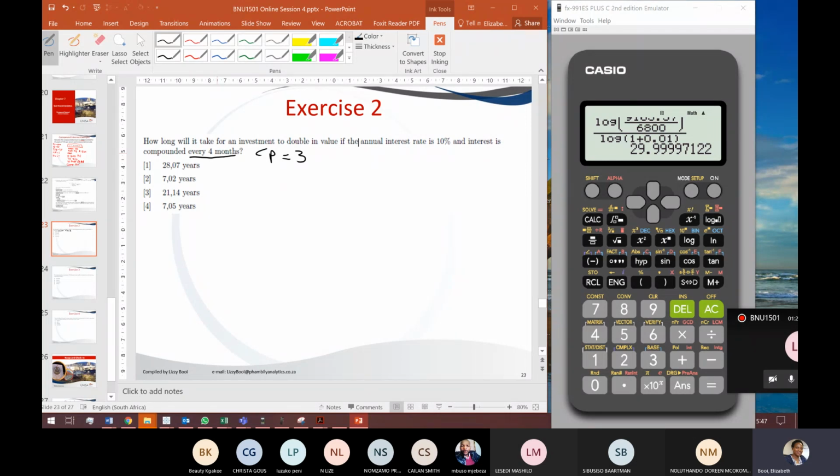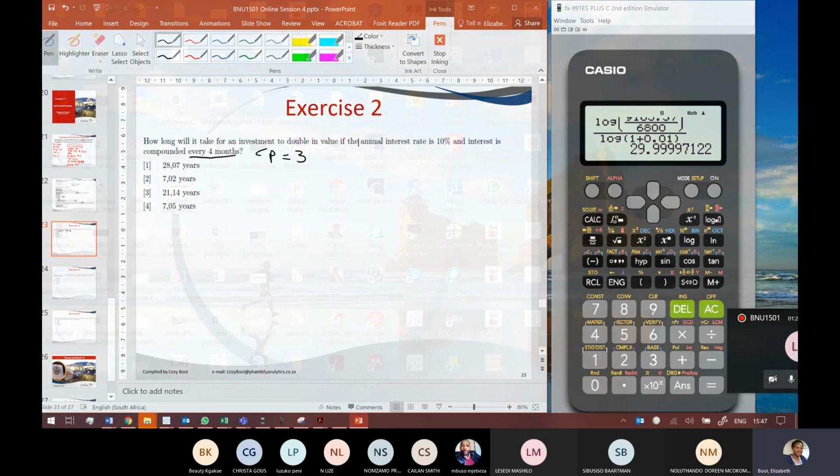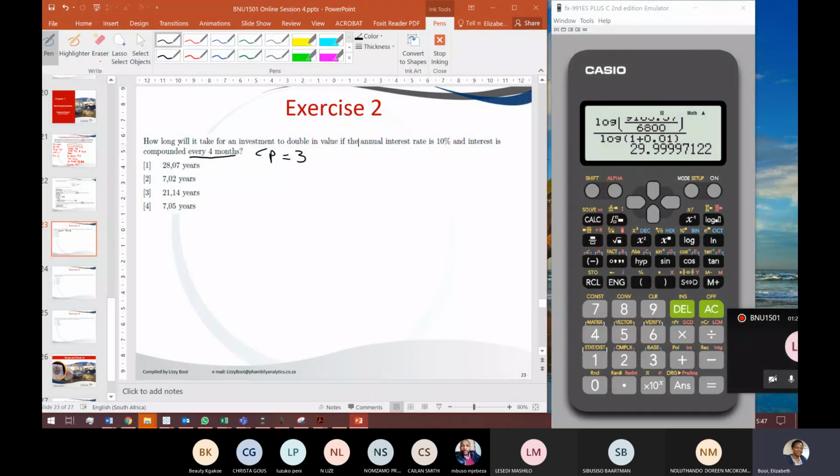There will be only 3 groups, so my compounding period is 3. The other thing here is it says how long, which means T is what we need to be calculating. If I look at the answer, it's in years. Therefore, the answer I get here, I need to divide by the compounding period.